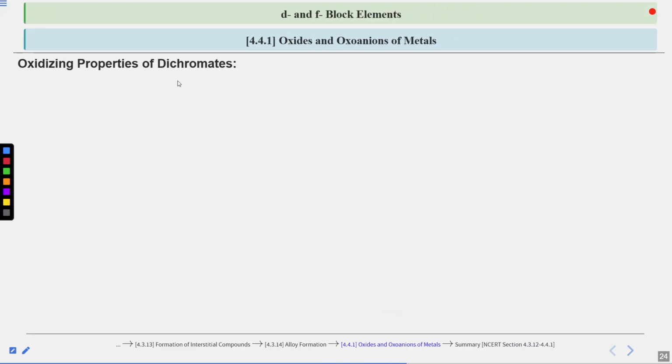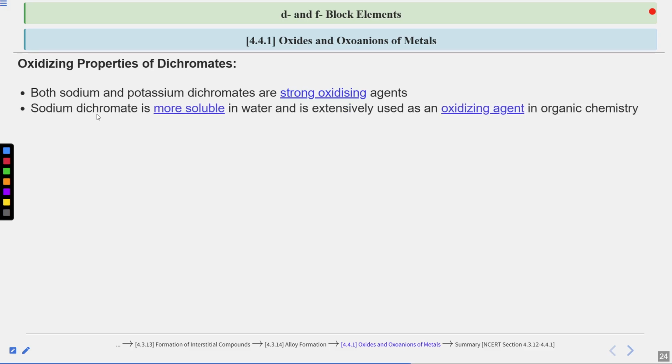Let's see the oxidizing properties of dichromates. Both the sodium and potassium dichromates are strong oxidizing agents. Meanwhile, their solubilities are different. Sodium dichromate is more soluble in water, and it is extensively used as an oxidizing agent in organic chemistry.